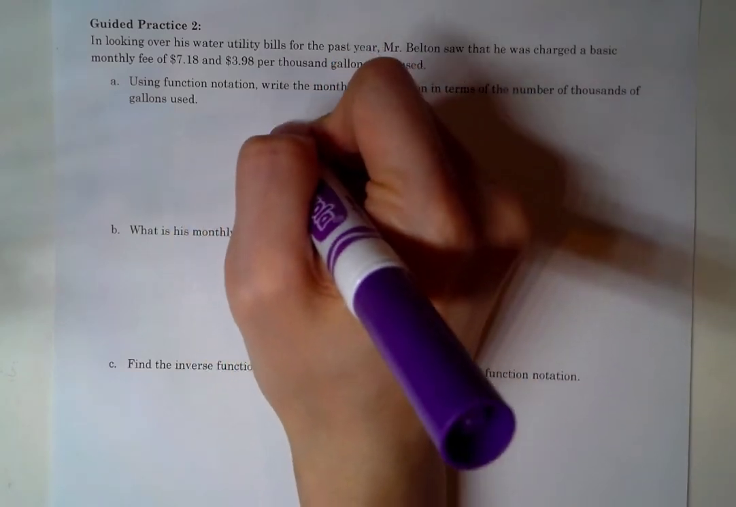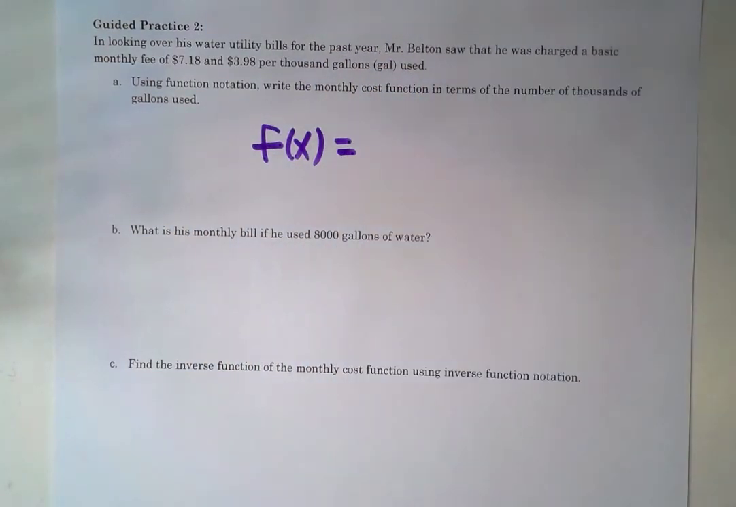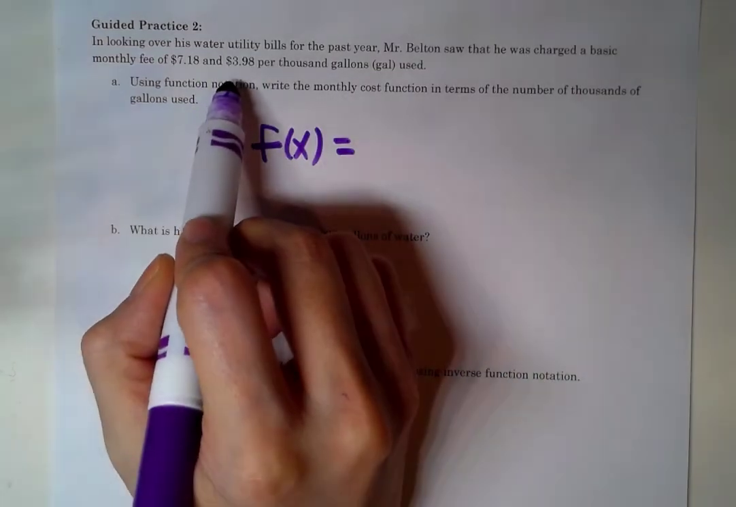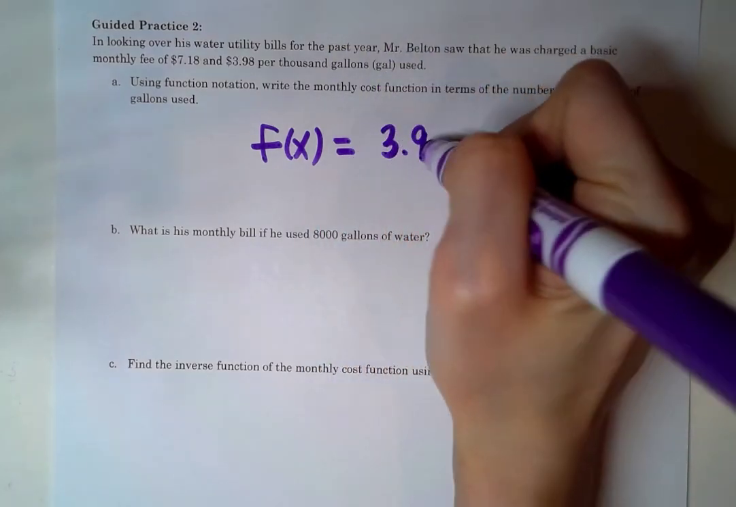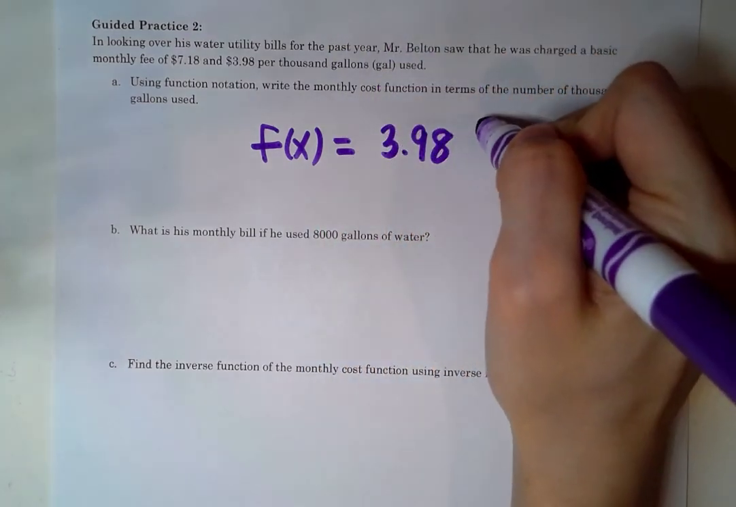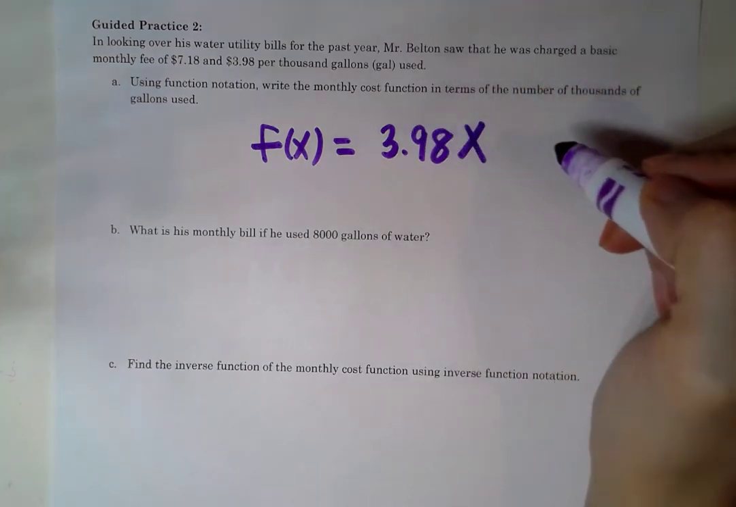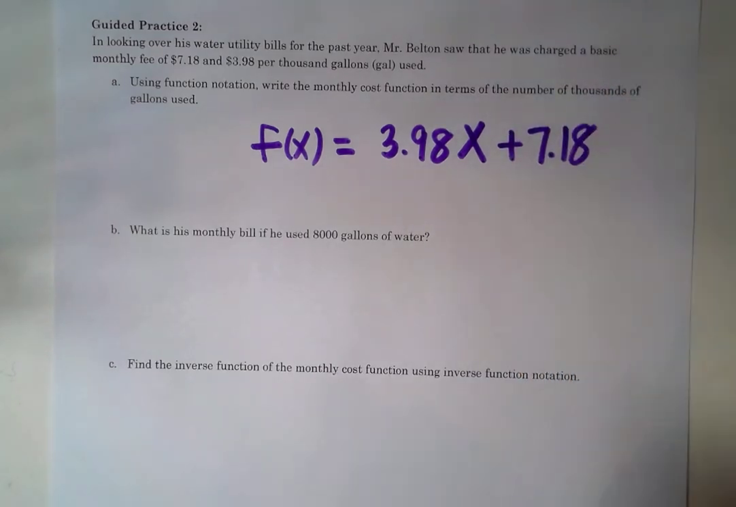So let's use f for that. f of x equals, so each 1,000 gallons of water, he paid $3.98, so $3.98 for the water, right? And then the monthly fee is $7.18. So we can set up the equation like that.